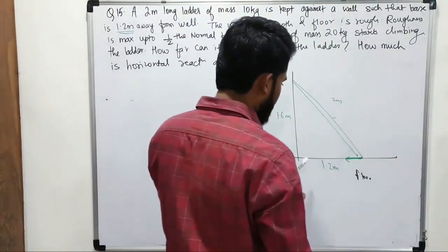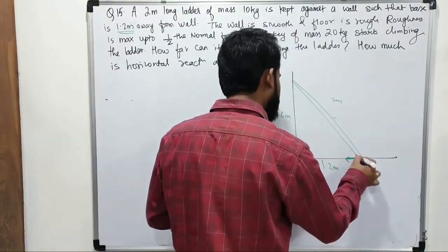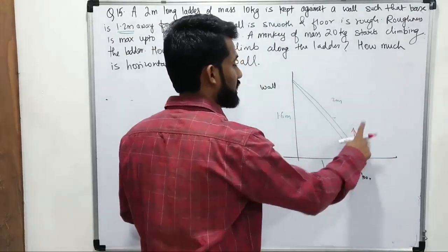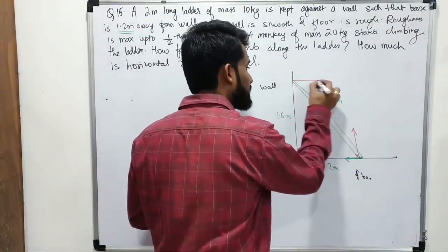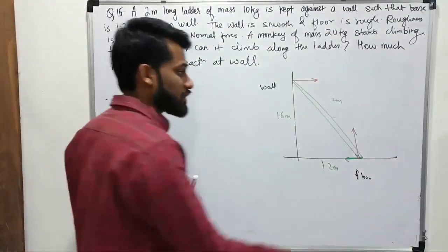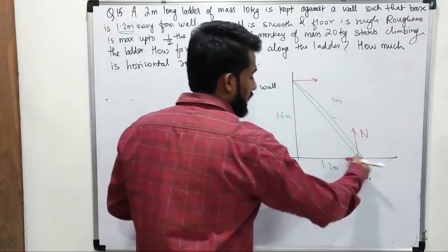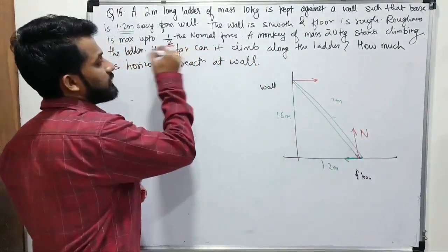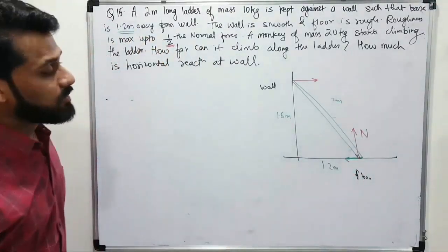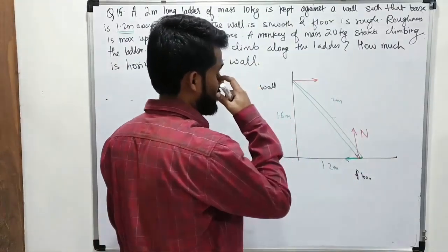Here the normal reaction is between the ladder and the floor. Remember, the normal reaction is always perpendicular to the surface. Here the normal reaction will be upward, and over here the normal reaction will be in this way. Normal reactions are always perpendicular to the surface. So for normal reaction N, the friction is half of it. Roughness is maximum up to half the normal force. So this frictional force will be maximum up to N by 2.